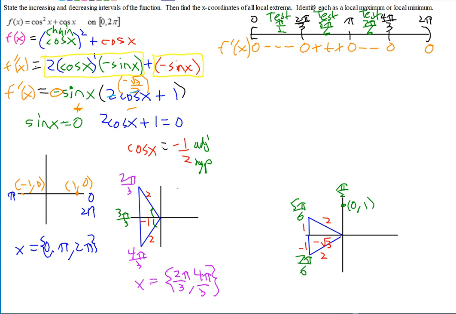And then the last interval, again, I could use 2 pi if it wasn't a critical number, but in this case it is, so I'm just going to use 0 to test in the derivative. So another easy one between 4 pi over 3 and 2 pi would be 3 pi over 2. So let's test 3 pi over 2 here.